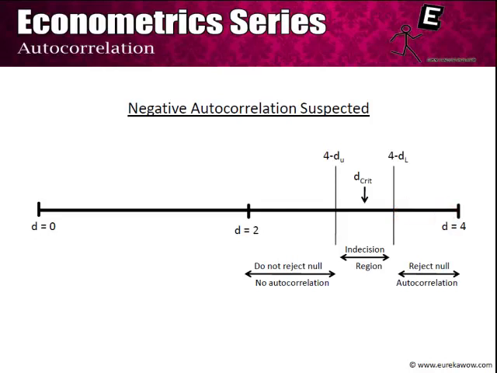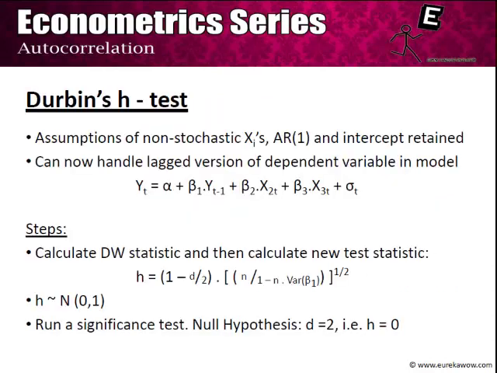However, since the Durbin-Watson d test has a lot of assumptions, we now turn to relaxing these assumptions. First, let us consider Durbin's h test. The other three assumptions of non-stochastic X, AR(1) and intercept are retained, but now we can handle the lagged version of dependent variables in the model. So for example, we can now handle a model such as y_t equal to alpha plus beta 1 y_(t-1) plus dependence on other independent variables such as x2t or x3t.